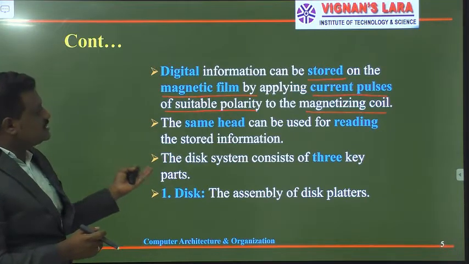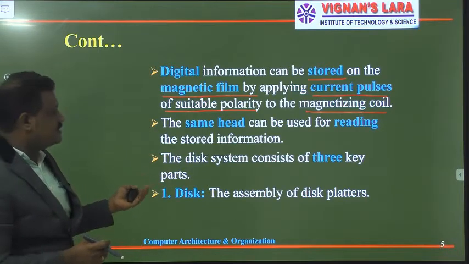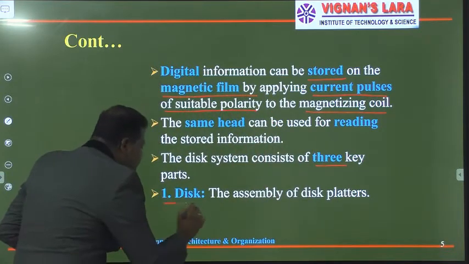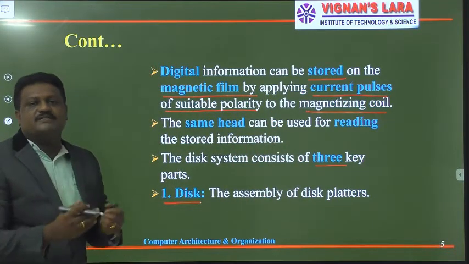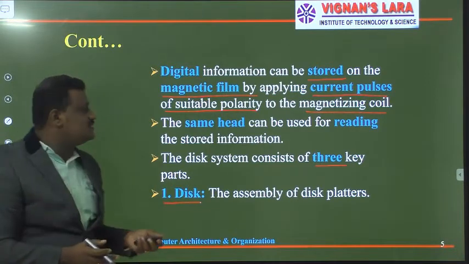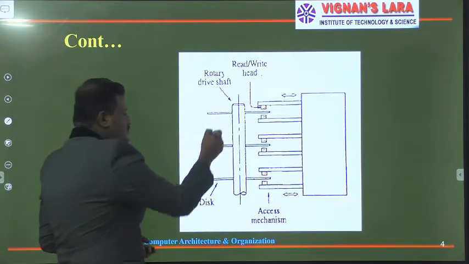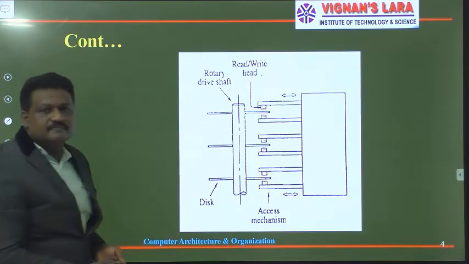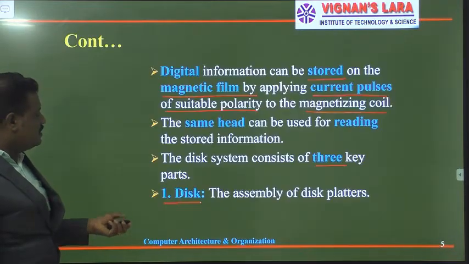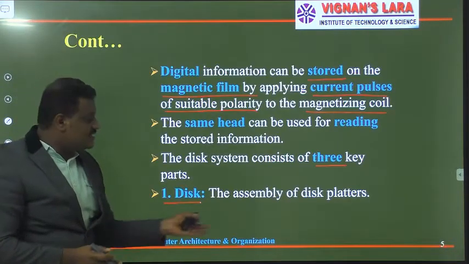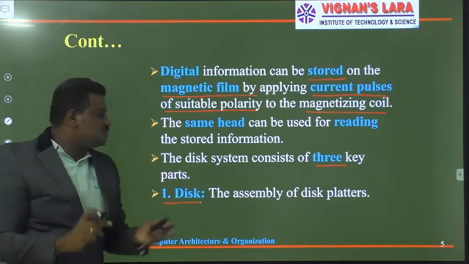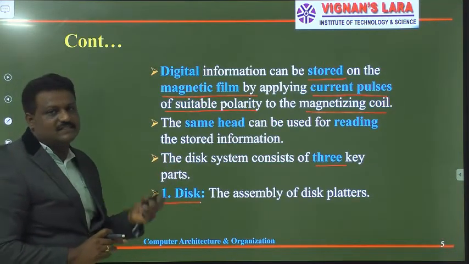Fine. The disk system consists of 3 key parts. One part is nothing but the disk. What is it? The assembly of disk platters. These are the disk platters. So the assembly of disk platters we consider as a disk itself. This is the first part in your disk system.